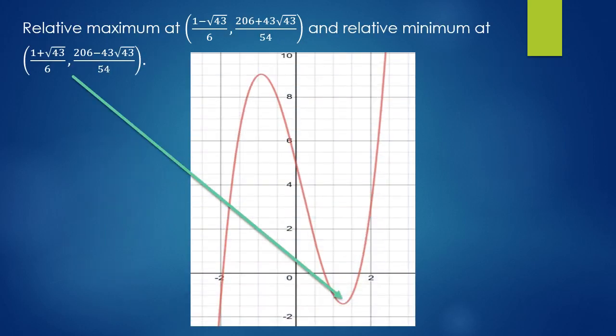Okay, so again, what we got from the first derivative test is that it was increasing, then decreasing, then increasing. So we first have a relative maximum and then a relative minimum. The relative maximum is at the first critical point, 1 minus square root of 43 over 6, and when we evaluated that in the function, we got 206 plus 43 square root of 43 all over 54. The relative minimum is at 1 plus square root of 43 over 6, that's the x value, and the y value is 206 minus 43 square root of 43 all over 54.